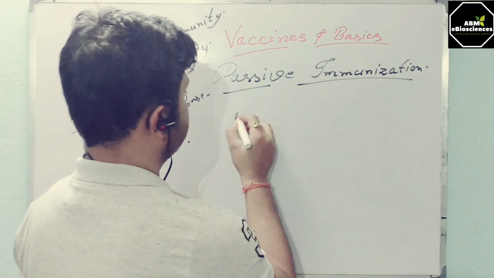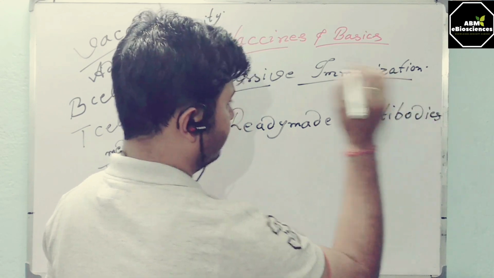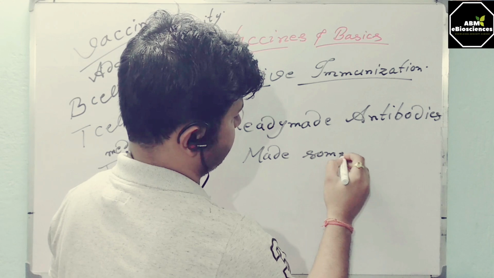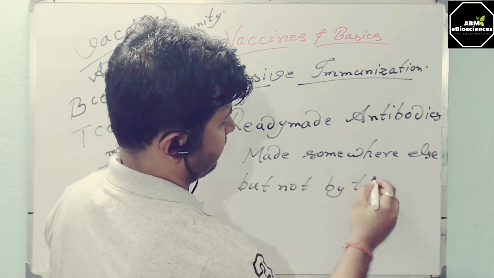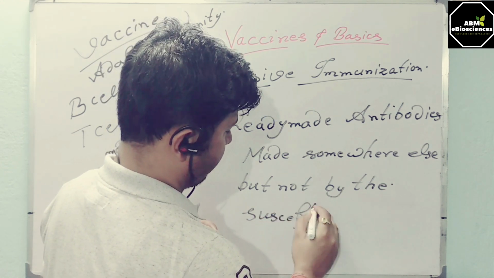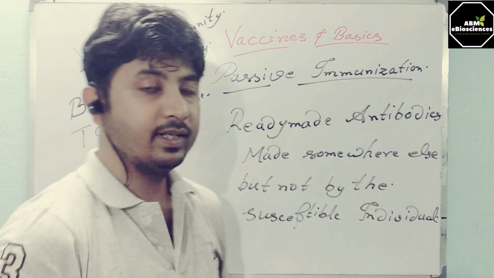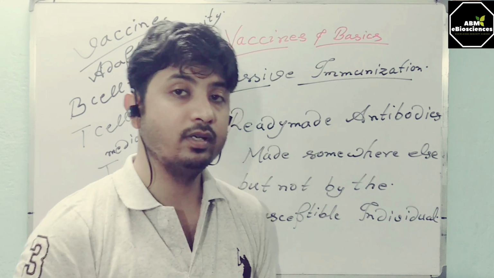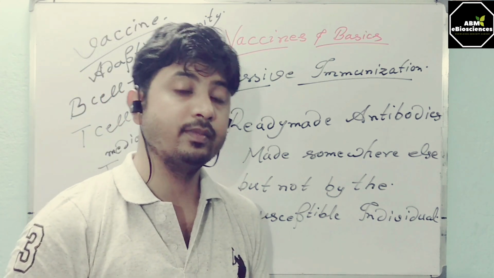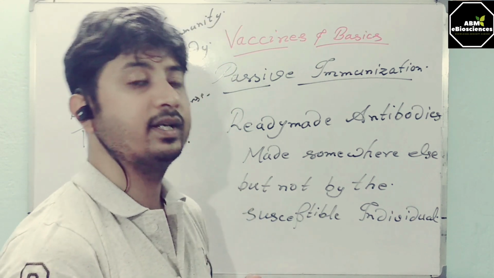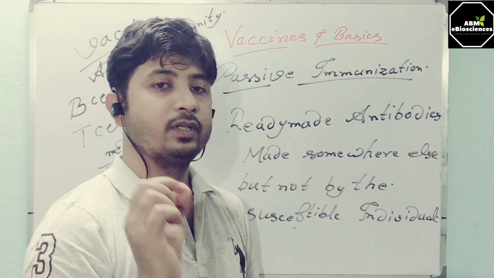So that is ready-made antibodies made somewhere else, but not by the susceptible individual. Okay, so these are ready-made antibodies. Now, examples of ready-made or passive immunization are when you get a snake bite, or diphtheria as I told you, or Clostridium infection. That time the toxins will be directly neutralized by the ready-made antibodies produced somewhere inside another host, and that is directly injected into your body to neutralize the toxins in that wound.